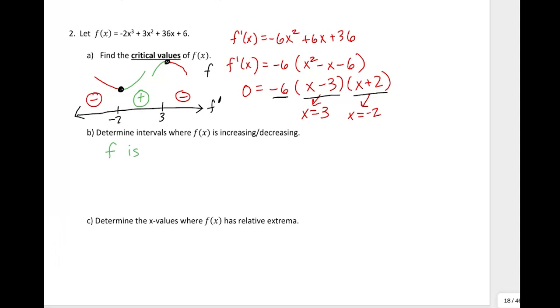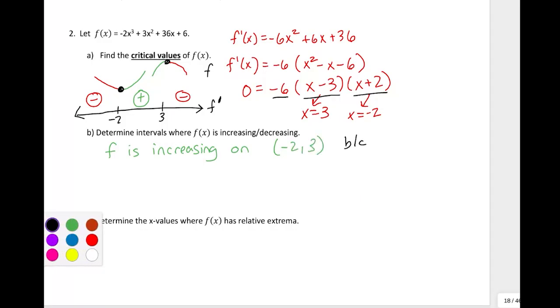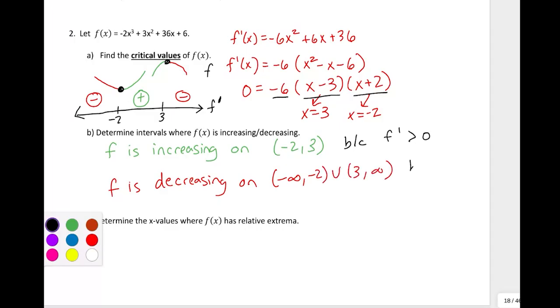f is increasing on just one interval here, -2 to 3. And that's because f prime is positive, and f is decreasing on two intervals, -infinity to -2 and 3 to infinity. And that's happening because f prime is positive. Oh, negative. Let's fix that. There we go.